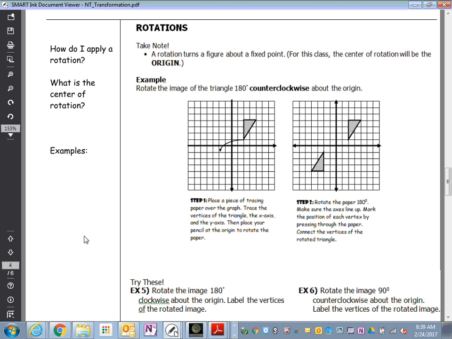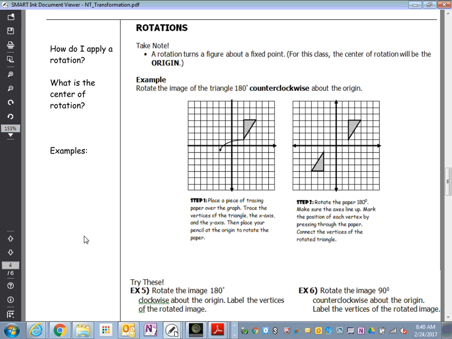Okay? The center of rotation, the axis of rotation, in this particular case for this class, will be the origin. And remember, the origin has coordinates of what? Tell me the coordinates of the origin. 0, 0. Good. 0, 0. All right. So when we rotate, you need to know how many different quadrants each number of degrees are.